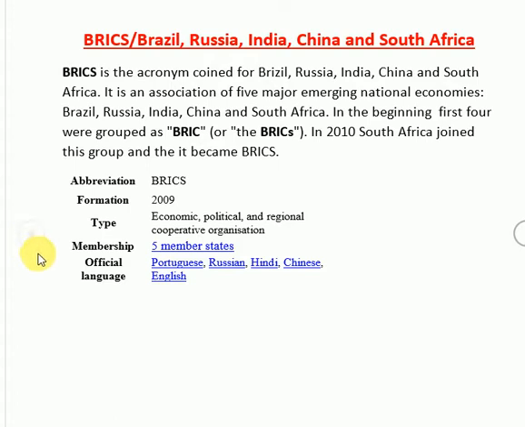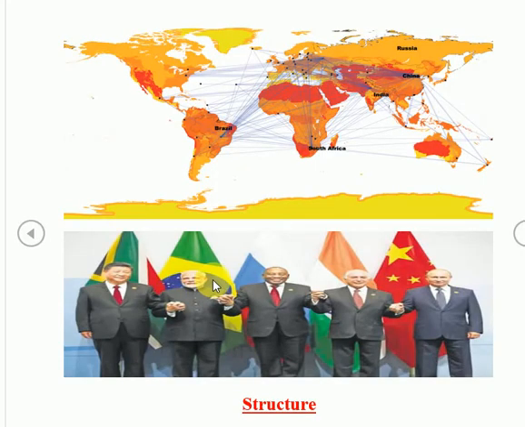In this organization, five countries come from the entire corner of this world. So they use these official languages while working inside this organization. These are Portuguese, Russian, Hindi, Chinese and English, right? As I have already told you, see, BRICS countries come from the entire corner of this world.